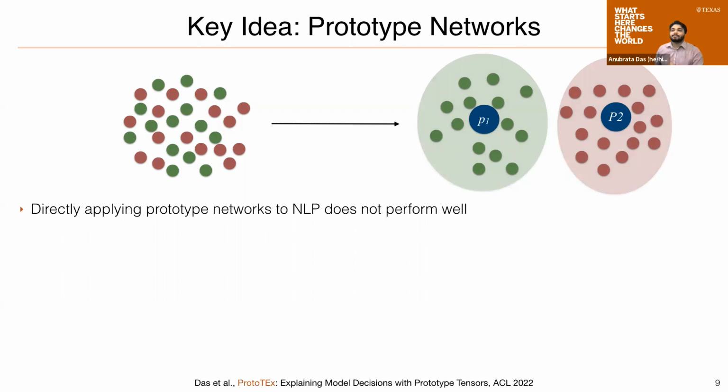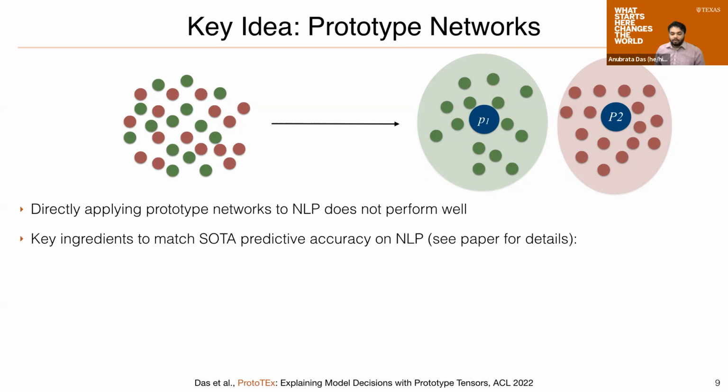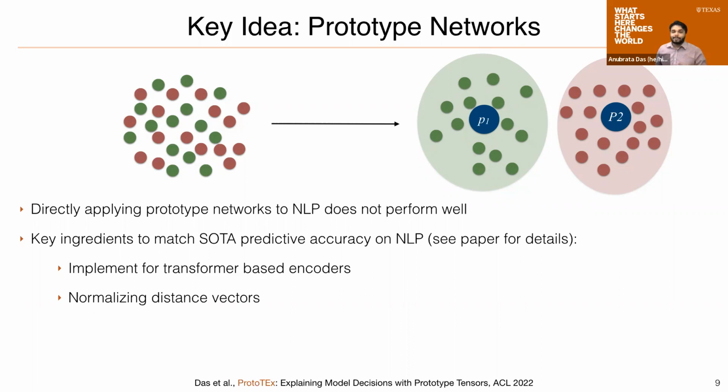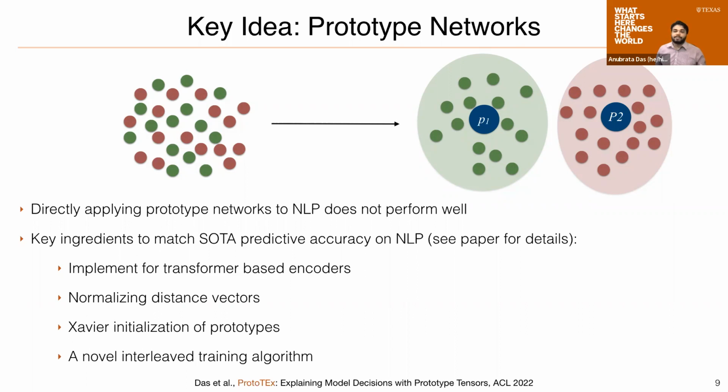Now, directly applying this prior work from Li et al. to NLP does not perform as well. To match the state of the art performance for natural language processing, we experiment with several different ideas. First, we implement this prototype network in the context of transformers. And then we experiment with different normalizing distance vectors and different initialization of the prototypes. And finally, we propose a novel interleaved training algorithm that helps us boost the performance and match the state of the art. I will not be discussing this step in detail.